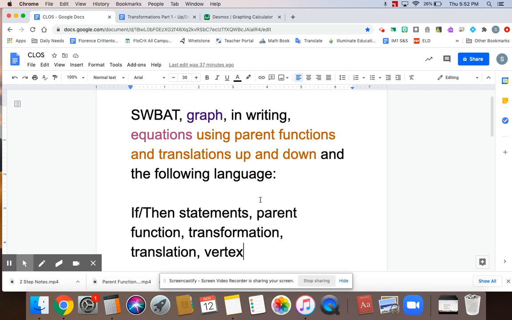So now, using the vocabulary words, parent function, transformation, translation, and vertex, as well as if-then statements, explain what you learned how to do in this lesson.